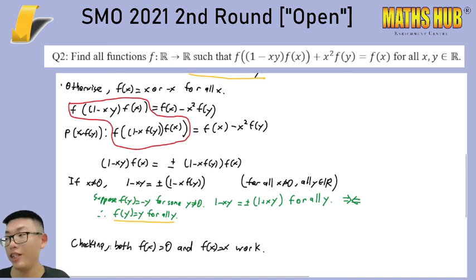In this case, you don't really need to explain much because it is very obvious that if f(x) is 0 or f(x) equals x, the statement is true. So you just say checking they work. And we're done.